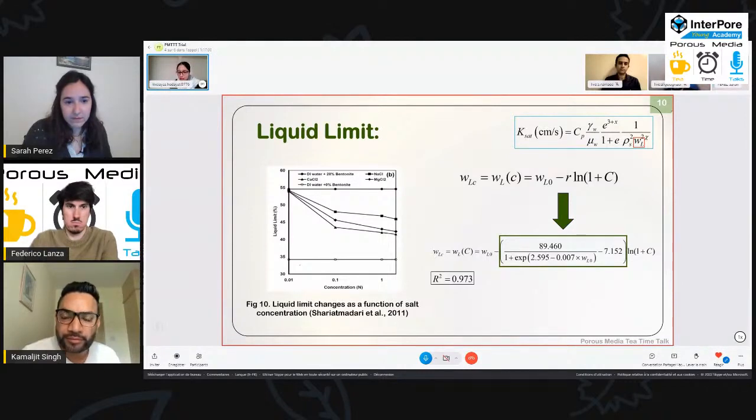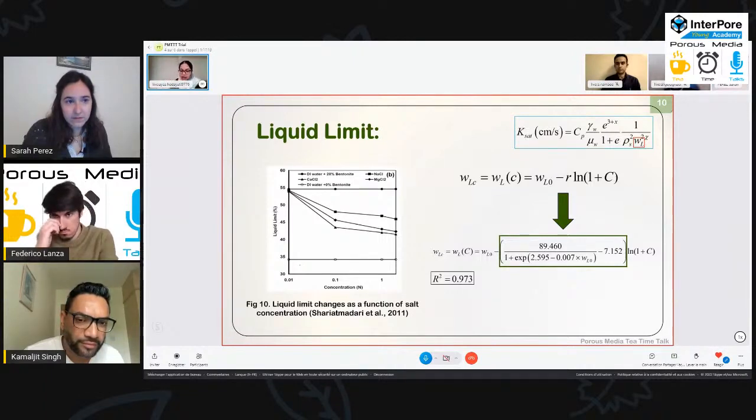As shown in this figure, by increasing salinity concentration, liquid limit decreases, which is also because of the diffuse double layer and its shrinkage. These changes are more significant at lower concentrations in comparison with higher concentrations.